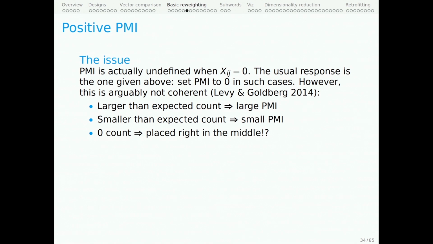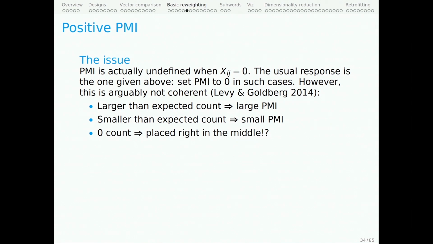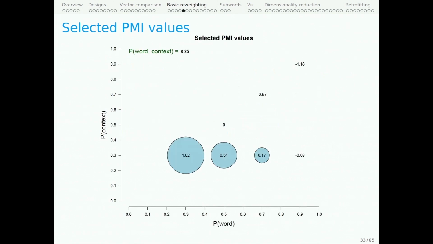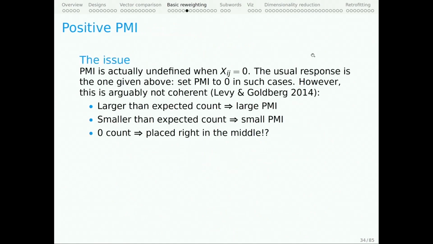PMI is actually undefined when the count is 0 because I have to at some point take the log of something that would be 0. So the question is what to do in those situations because we can't just leave them as infinite values. The usual response is the one that I gave above implicitly, with log 0 equals 0, which is to map it to 0. But Levy and Goldberg have this nice paper about this general class of methods, and one thing they point out is that this is kind of incoherent.